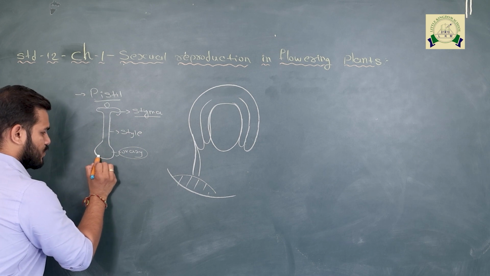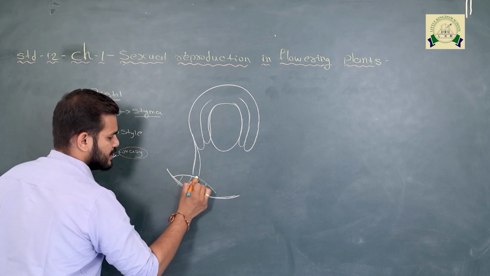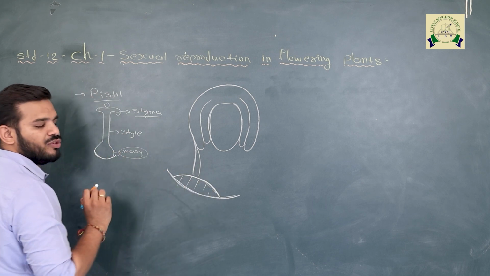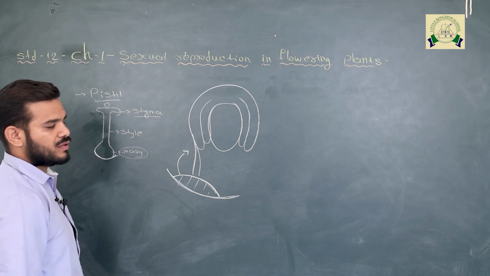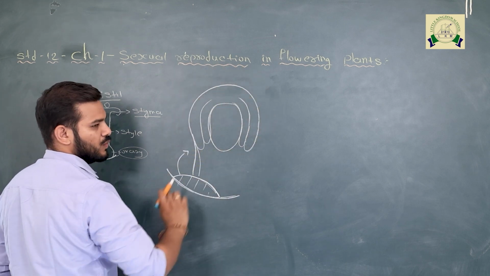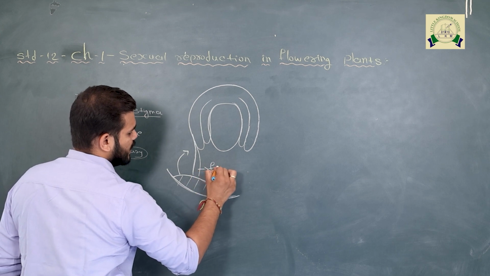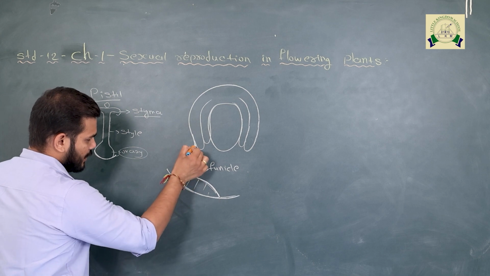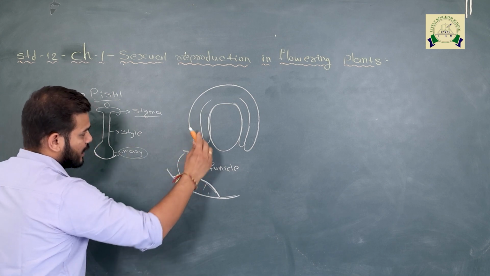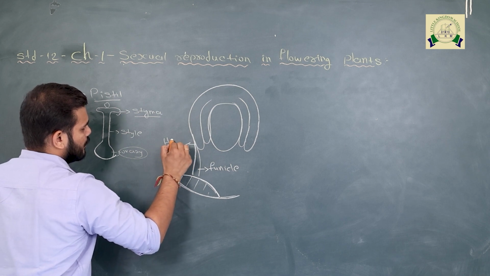So this one is the ovarian wall, which I drew here as a reference point. This one is the placenta, a nutritional tissue which provides nutrition to the ovule. This whole structure is known as the ovule. The stalk is known as the funicle. The junction point between the stalk and the body of the ovule is called the hilum.